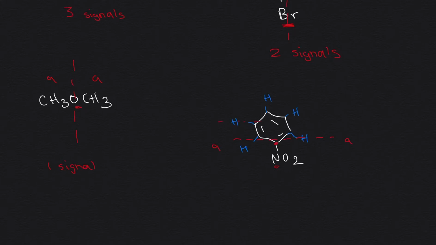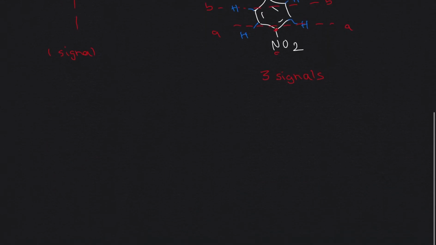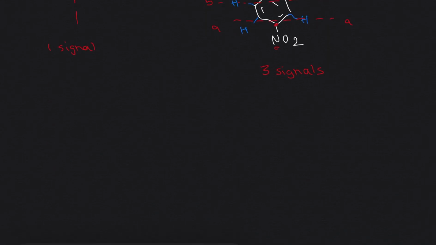Now these here, you can see another line. Those are going to be in the same signal. They're both equally apart. But it's farther away from that A one, so it's a unique signal. And then this one is farther away as well from all the others. That is another unique signal. 3 signals for that. Okay, let's try this.